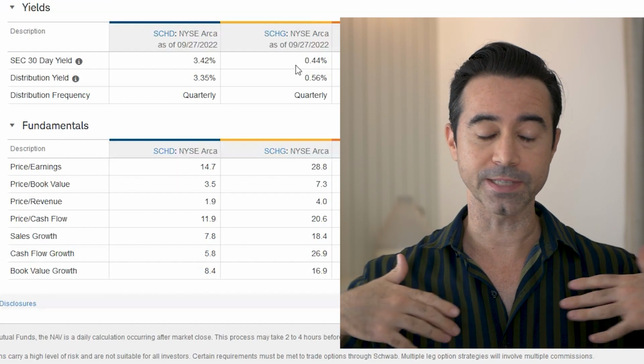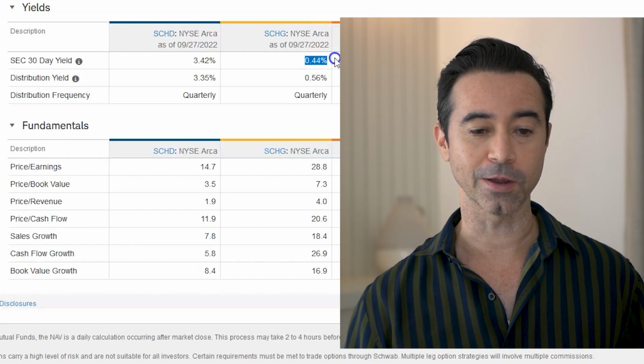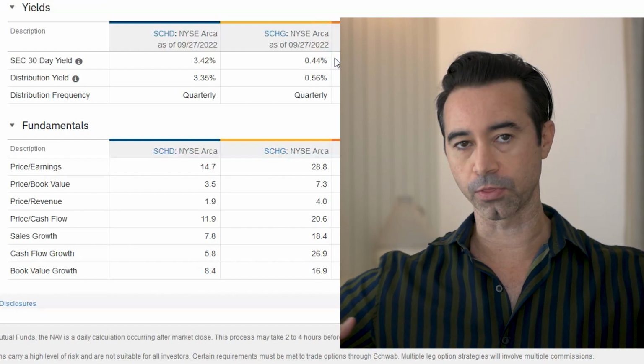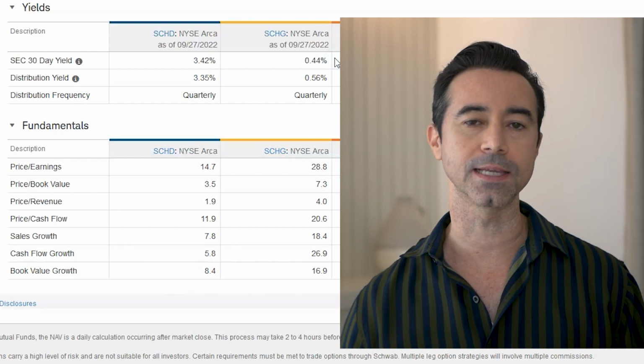With SCHD, you're going for yield, and you also are probably maybe going for capital appreciation, because SCHD, as you'll see, has done a good job with capital appreciation, even though it's got great yield. And then SCHG, you're definitely not going for yield. You don't care about 0.44%. That's like you're throwing that out. You're basically saying, I want to get some growth.